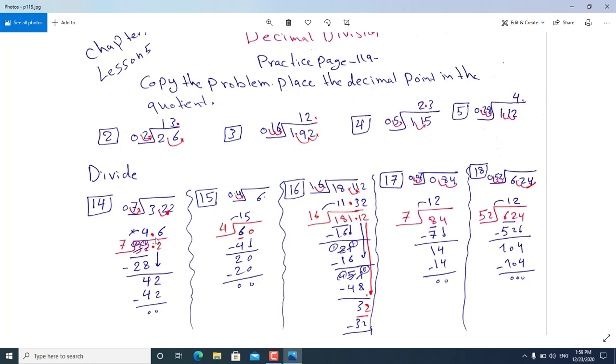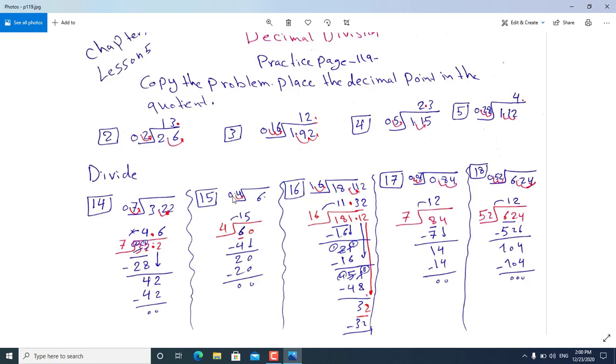First we can put the point up top and then divide, or it's up to you, as you like. So 32 divided by 7 is 4. 4 times 7 is 28. We subtract and get 4. We bring down the 2, it will be 42. 42 divided by 7 is 6. 6 times 7 is 42. We subtract and get 0.